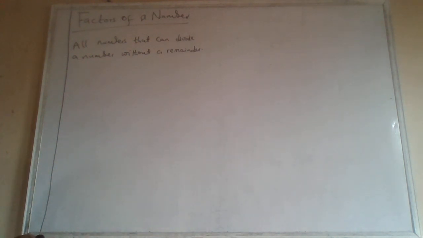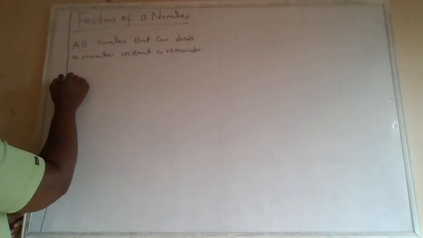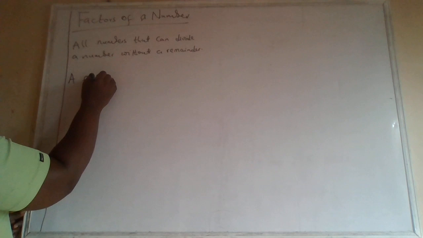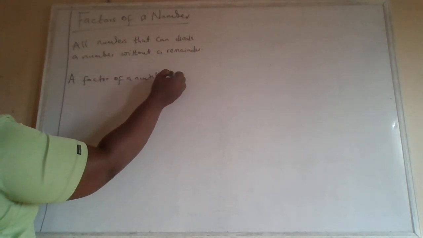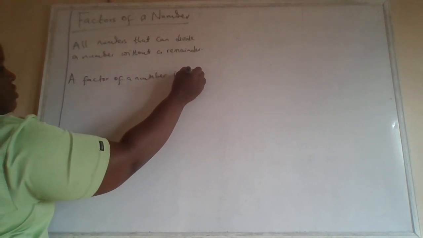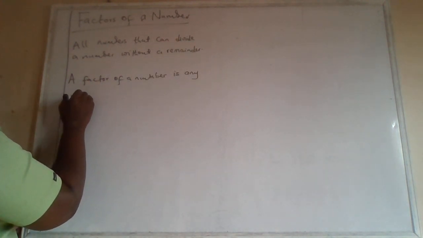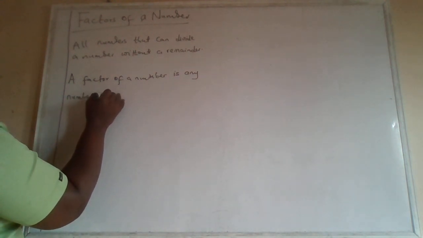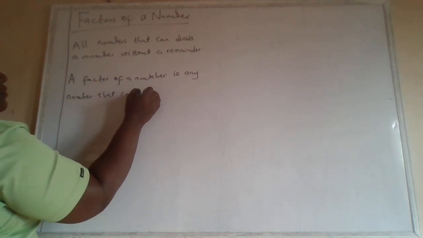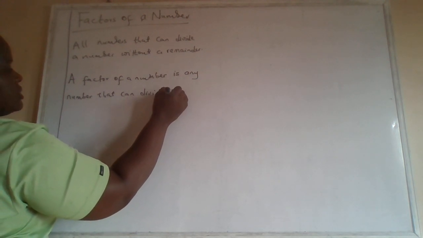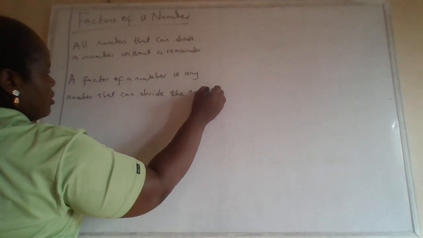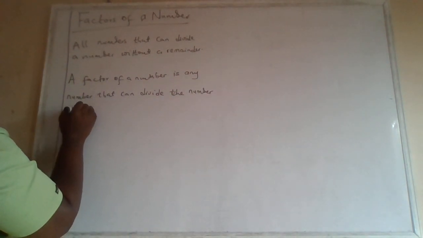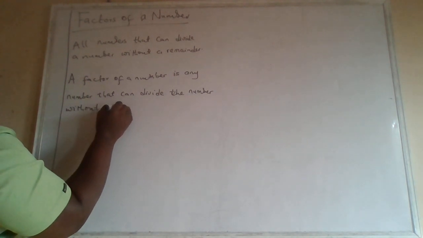So when you are asked what is a factor of a number, this is simply any number that can divide the number in question without a remainder.